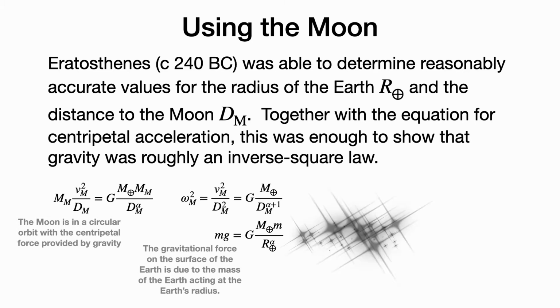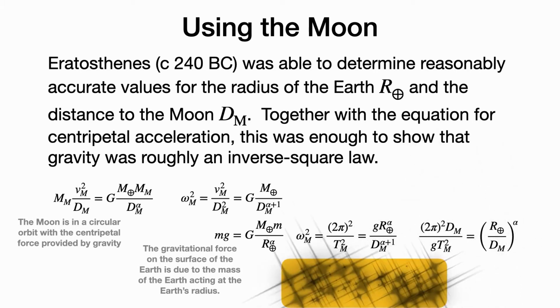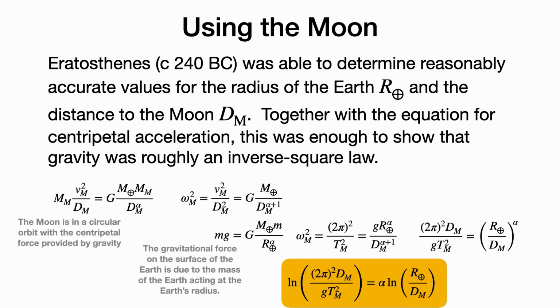We can use this to eliminate the mass of the Earth times Newton's gravitational constant from the previous equation. The result gives us a relationship between the angular velocity of the moon around the Earth, which we can rewrite in terms of the orbital period of the moon, and the radius of the Earth, and the distance between the Earth and the moon, and the gravitational acceleration on the surface of the Earth. We can rewrite this formula a little bit, and then take the logarithm to find an equation which allows us to solve easily for the coefficient alpha, which is the power to which the distance is raised. Alpha turns out to be roughly 2, which gives us the inverse square law for gravity.